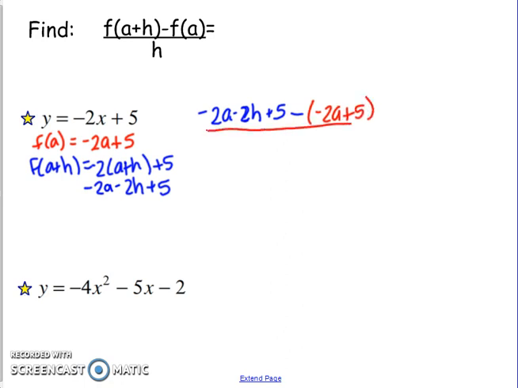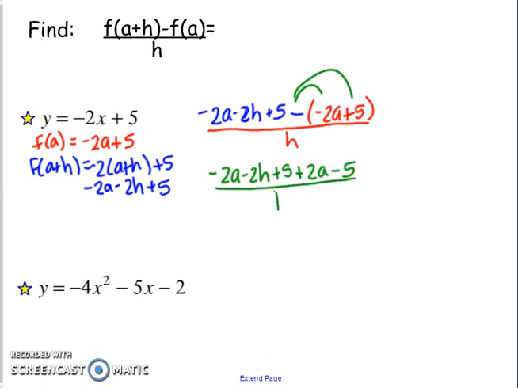and we're going to put it all over h. So we get negative 2a minus 2h plus 5. We're going to distribute the negative. So plus 2a minus 5 over h. We're going to combine like terms. So the negative 2a and the positive 2a are going to cancel out. 5 and negative 5 cancel out. So we have negative 2h over h. You can cancel out the h's, and you end up with just negative 2.